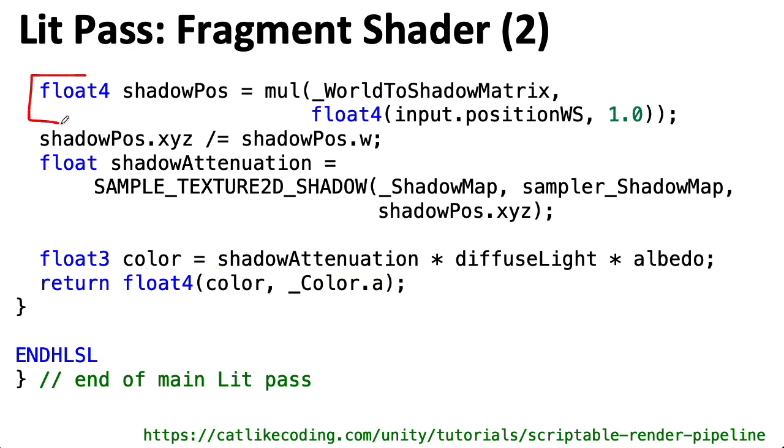So this first line takes the position in world space and converts it into the clip space associated with the light as if the light was a camera. Now, for directional lights, the projection matrix that's embedded in this world to shadow matrix uses orthographic projection. The W coordinate of this shadow position is going to be 1. So taking the XYZ and dividing it by 1 doesn't change anything. So for directional lights, I could just comment this out.